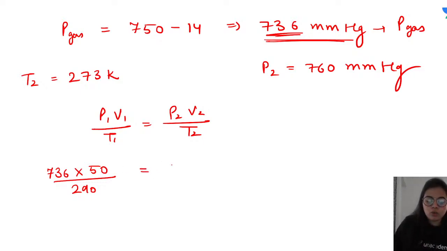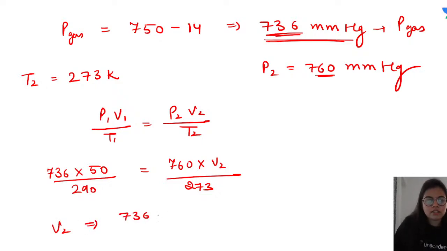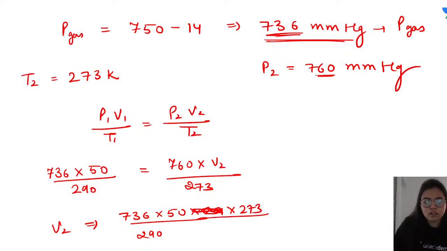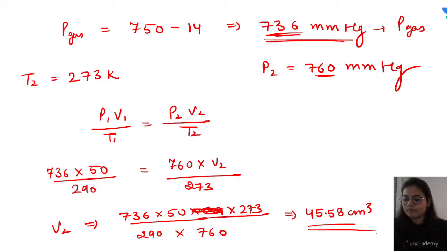Okay, next is P2, which we have 760. Volume 2 we have to derive, find out, and temperature is 273. So transferring all the values, we have 736 into 50 into 290 into 273 into 760. So if we take out the value, it will equal to 45.58 centimeter cube. Is this thing clear till here now?